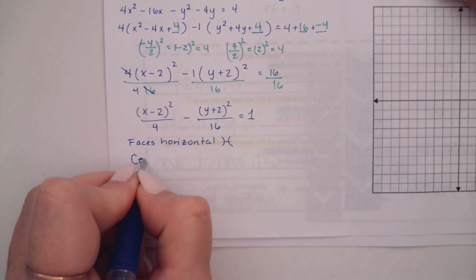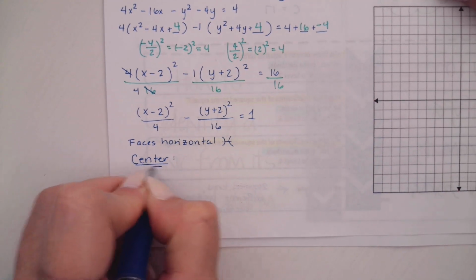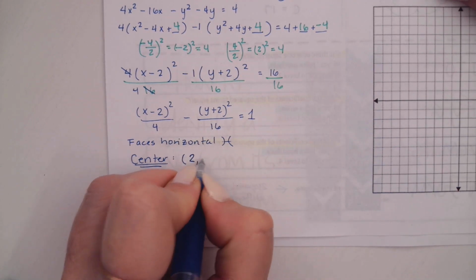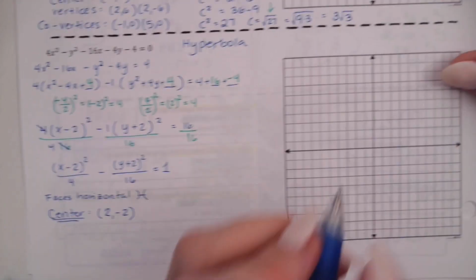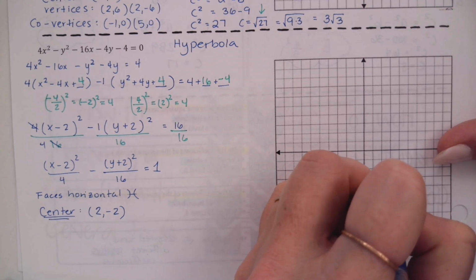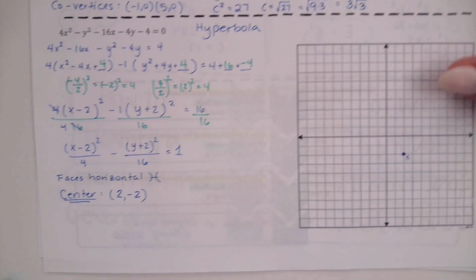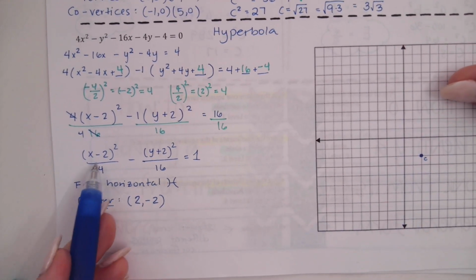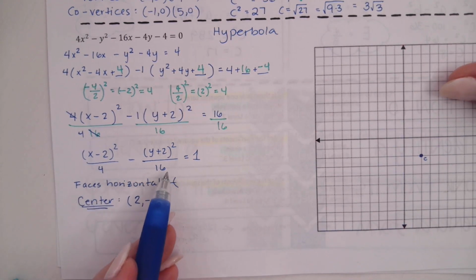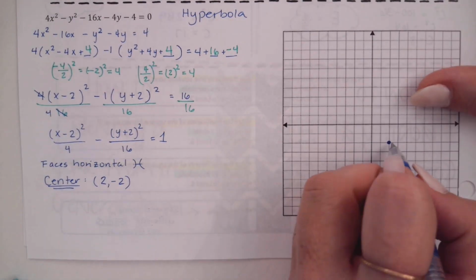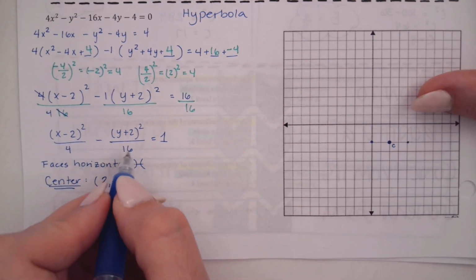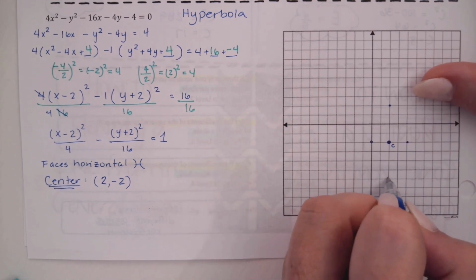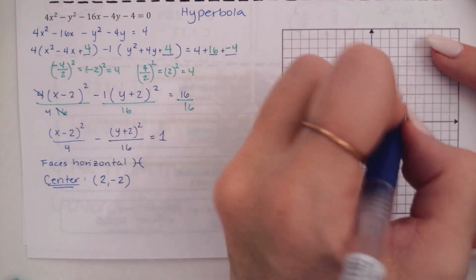All right, center. The h, k center, what's it at? +2, -2. Okay, I'm going to graph that center. And then we use our denominators to find edges of that center box. 4 is 2, 16 is 4. Good. So 2 in the x direction from our center, 4 in the y direction from the center. We'll draw our little center box in.